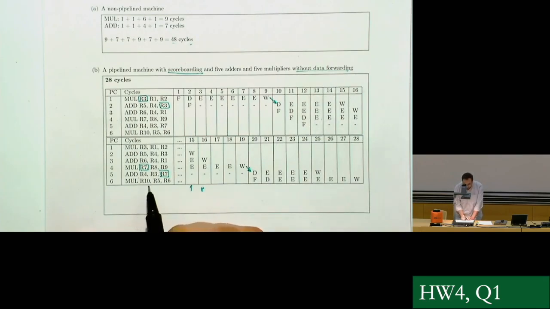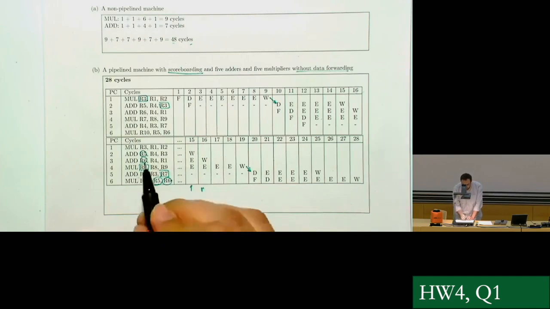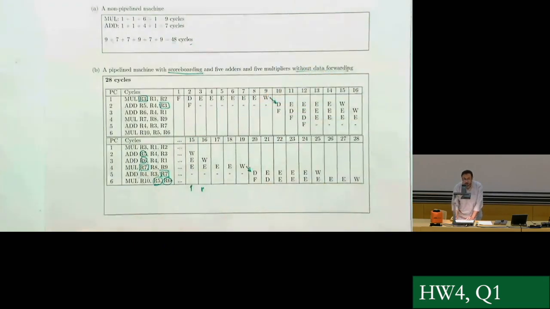And when we look at the multiply in the last instruction, it uses R5 and R6, and these are calculated by these instructions, right? So these instructions complete in 15th and 16th cycles. So we already have the data in the register file when we come to this decode stage. Then we don't have to stall, and we can just finish executing the program in 28 cycles.